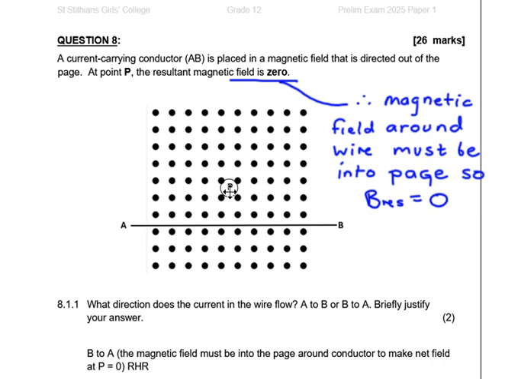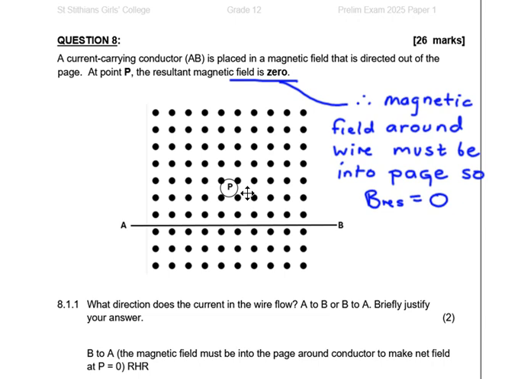So something must be cancelling out the magnetic field that is coming out of the page. And so at P, they must be experiencing a magnetic field into the page to cancel out the magnetic field that exists coming out of the page. So remember, if we've got a current carrying conductor, it has a magnetic field around it. And so in order to make the resultant magnetic field 0, it means that the magnetic field around this current carrying conductor must go into the page there at P to cancel the one coming out of the page.